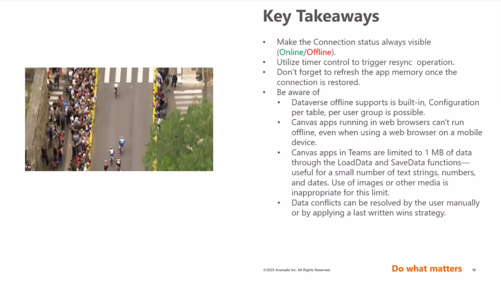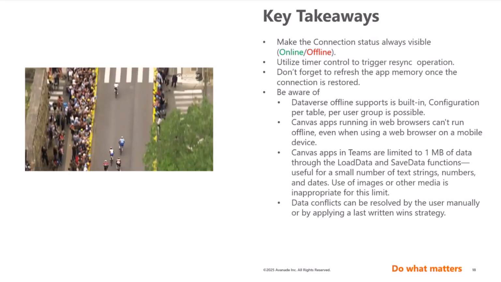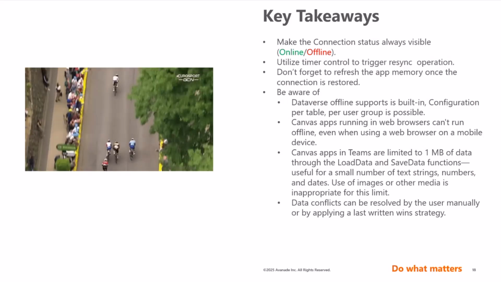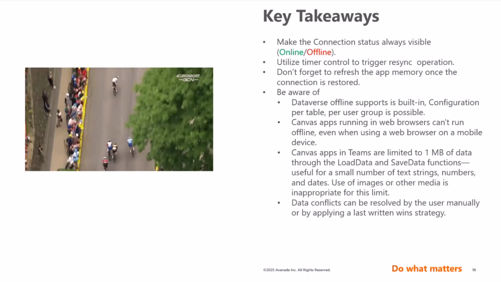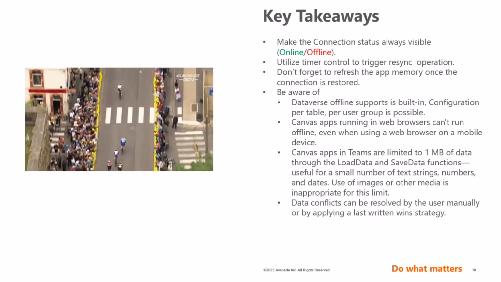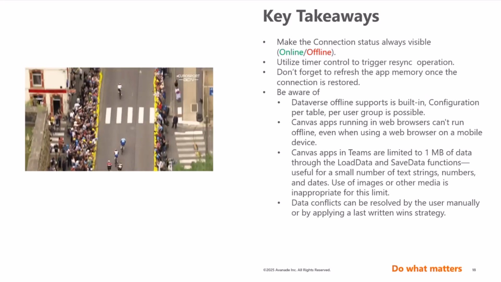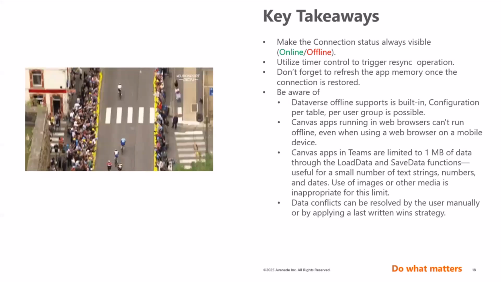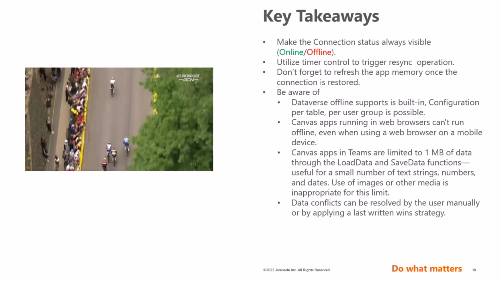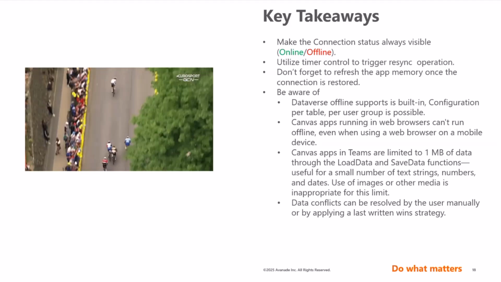Key takeaways from our experience. If you design a Power App and want to leverage this, make the connection status always visible for the users. Make sure that they know if they are online or offline. We typically use the timer control to trigger the resync operation. Also, don't forget, when the data is synchronized back to the server, to refresh the application cache or the application memory.